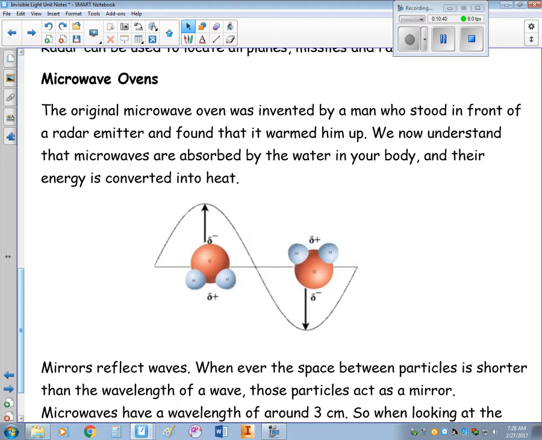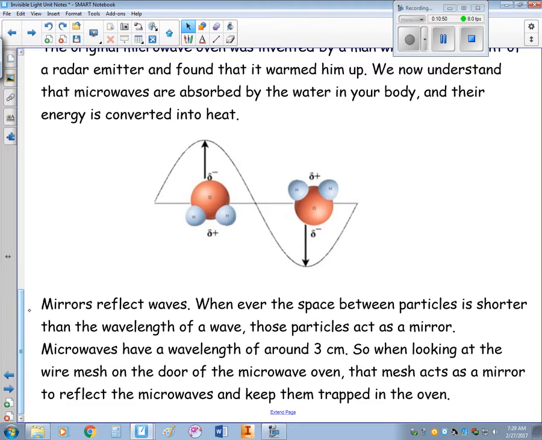We now understand that microwaves are absorbed by water molecules, and then that energy is converted into heat. What microwaves do is get the water molecule to start oscillating back and forth, or up and down, if you will. See how this molecule is being flipped upside down. So we're getting it to rotate, and it actually goes into resonance. It's resonating with the frequency of the microwave.